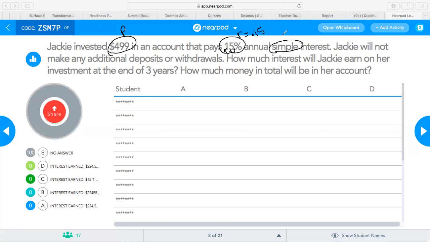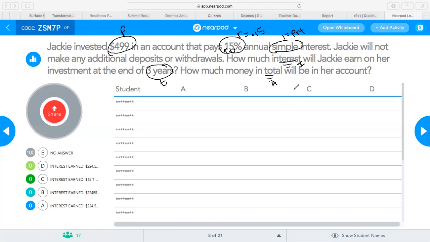So I know this is simple interest, so I know I'm going to use the equation I equals PRT. Jackie will not make any additional deposits or withdrawals. How much interest? It's asking only for interest this time, so that's I. Will Jackie earn on her investment at the end of 3 years? What does 3 represent? T. And then it asks how much money in total. So that's asking for the total amount in our account. So it's asking for 2 different things.